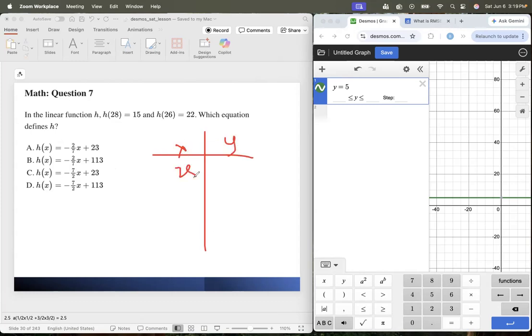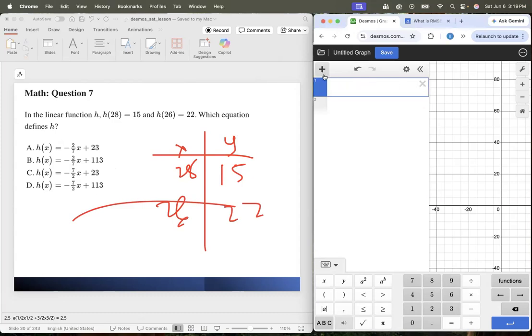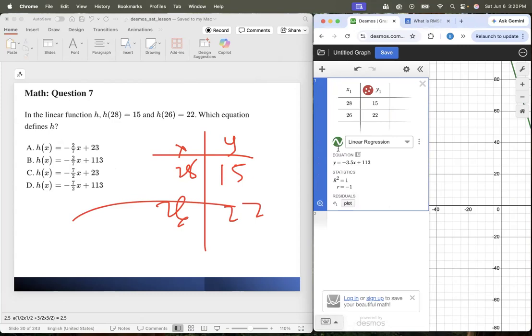When I have 28, I have 15. When I have 26, I have 22. Well, I'm going to plot it in Desmos and let Desmos grab it. So I grab my point and table. I say 28, I have 15. I have 26, I have 22. And then I plot it.